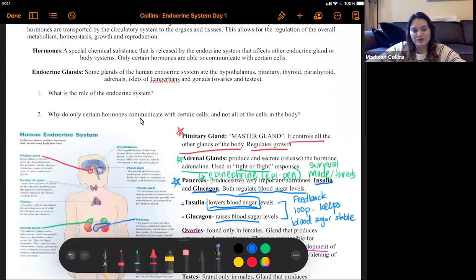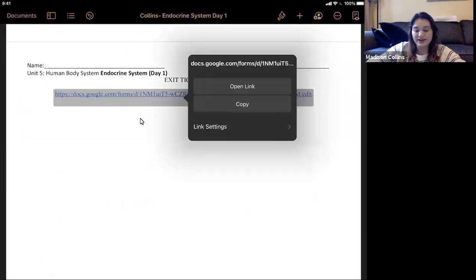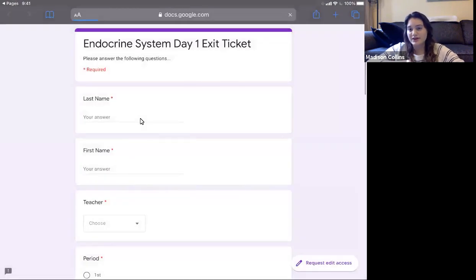All right. Using that information, I want you guys to go ahead and click on your exit ticket. That's all I've got for you today. Again, we will be diving into more detail about each of these structures over the next few days, but for right now, that's all you need.